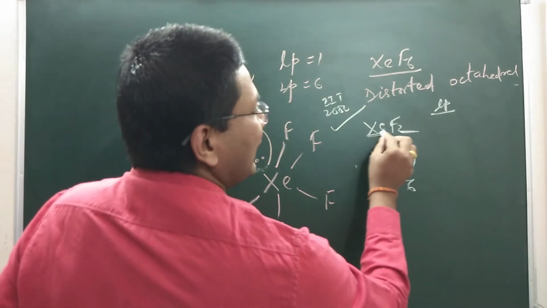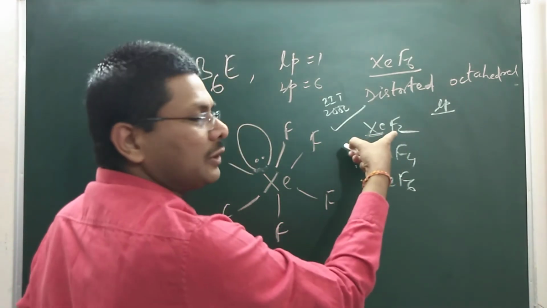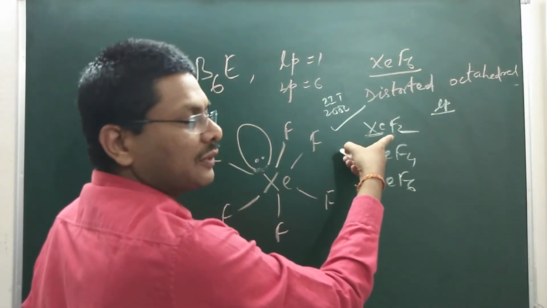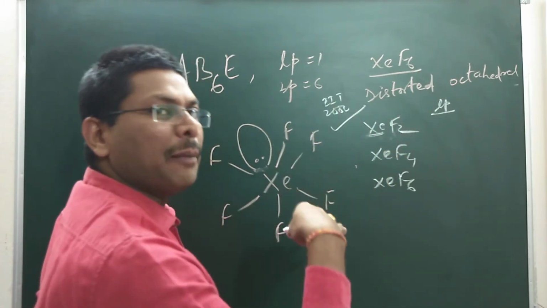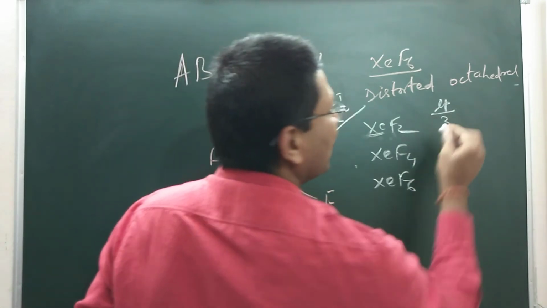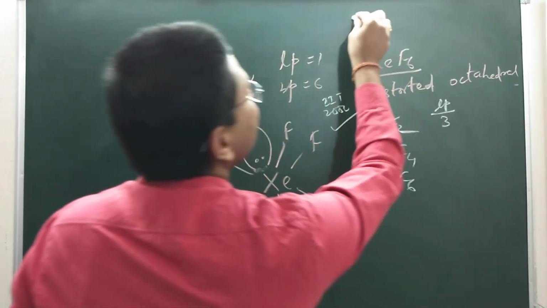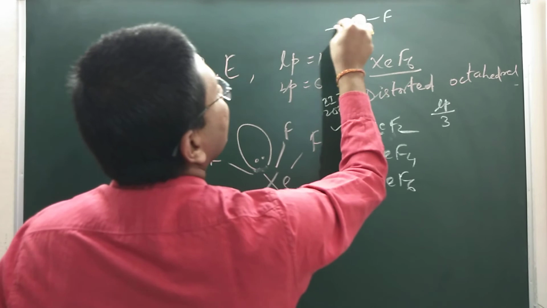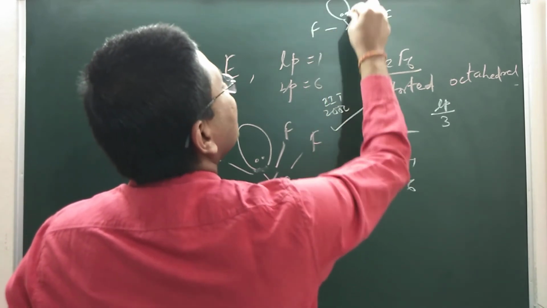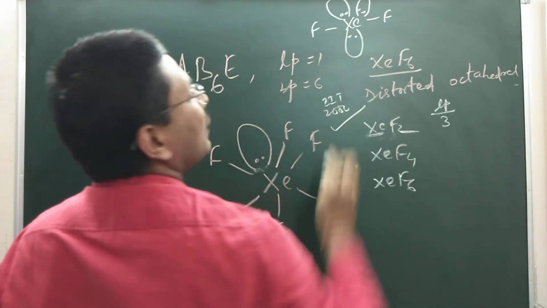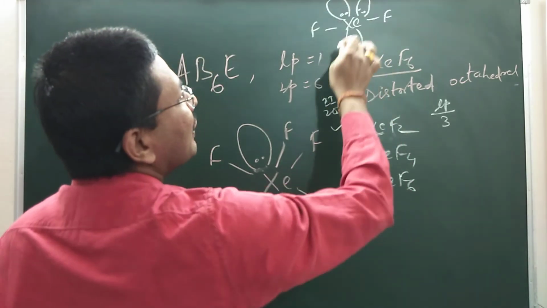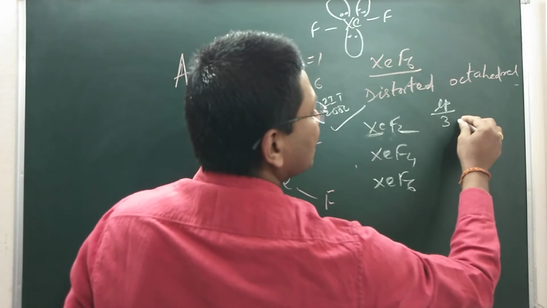So xenon has 8 valence electrons. Out of 8, 2 it uses to form bonds with fluorine, 2 single bonds. So 8 minus 2 is 6. 6 in the form of pairs will be 3 lone pairs. And the shape of the molecule is linear. While deciding the shape, we neglect the lone pairs. So actually it is trigonal bipyramidal, but these are neglected, so it gives linear. So lone pairs are 3.